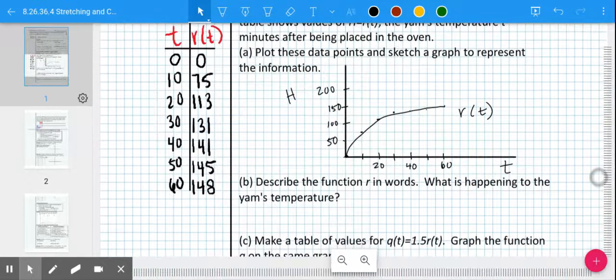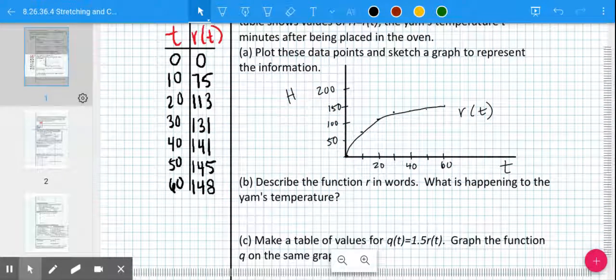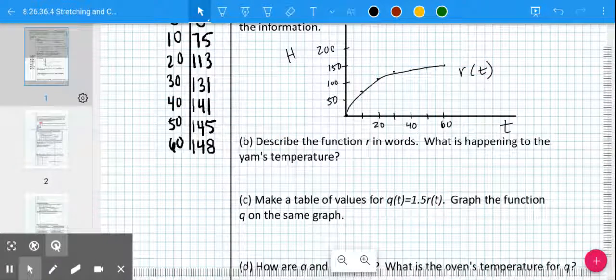So the first thing we want to do is describe the function in words. What is happening to the temperature? Go ahead and choose the option in the Edpuzzle that makes the most sense. And hopefully you choose some type of an option that says that the function is increasing, but it is slowing down as the time values increase, or maybe even something about it approaching 150 degrees.